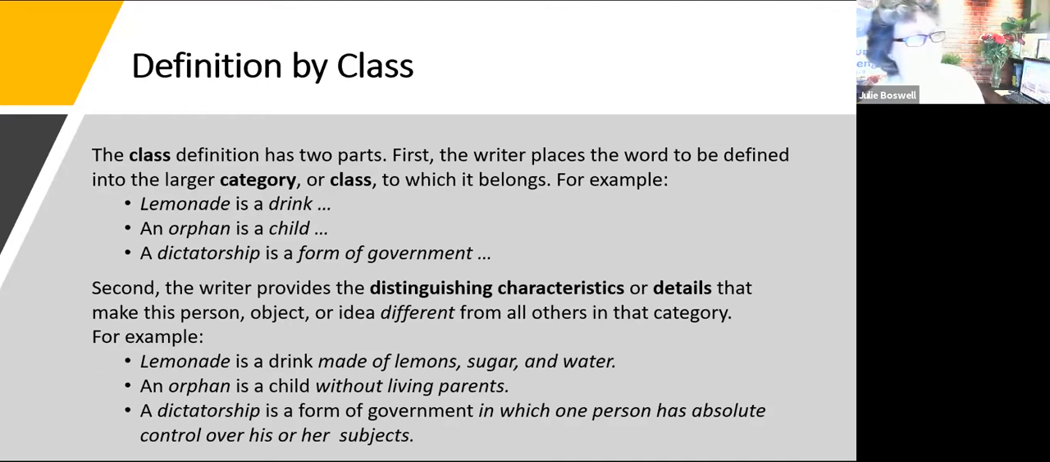A dictatorship is a form of government. And then if you go down lower, distinguishing characteristics or details that make this idea different from all others in that category would be a dictatorship is a form of government in which one person has absolute control over his or her subjects. So you see how definition goes. It's kind of like the topic sentence that has the controlling idea and the topic. It's two parts. The class definition has two parts. Okay, that was fun.